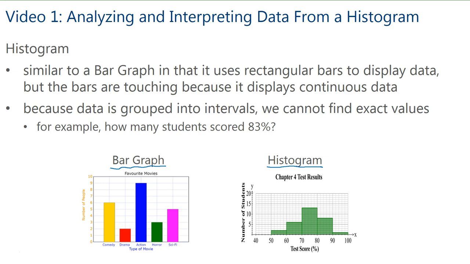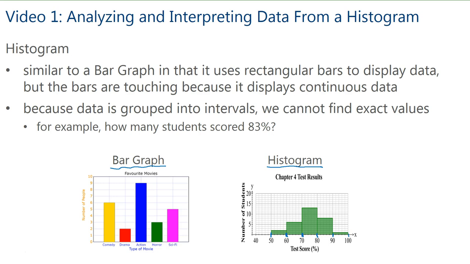On the bottom, we have various test scores. So here are all the students who scored between 50 and 60%. Then next to that are all those who scored between 60 and 70%, and 70 to 80, 80 to 90, and then 90 to 100. Because all the data values are connected, the bars are touching.